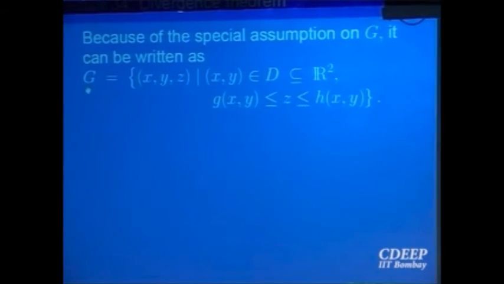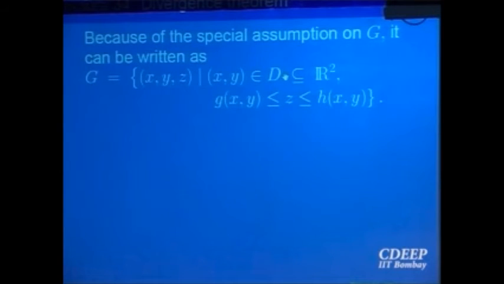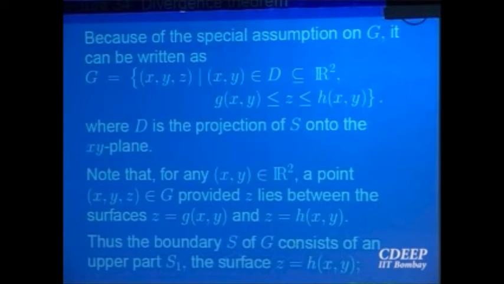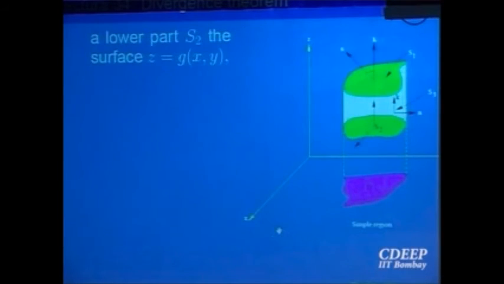It is a nice domain. So (x, y) belongs to D in the bottom plane, and z varies from one surface to another. So z goes from g(x,y) to h(x,y). As I said, because of the assumption it is a simple domain. So that is what it looks like. The projection onto the xy plane is the domain D. Let me show you the picture.